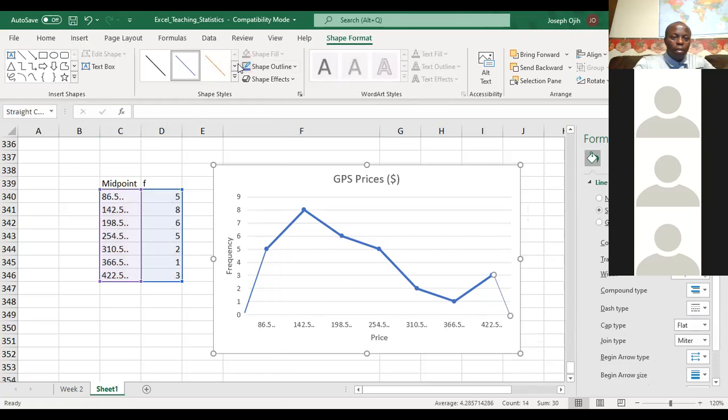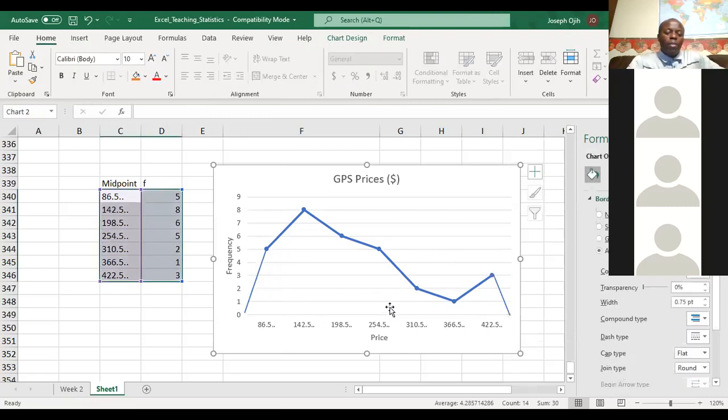Okay. And then, so now let's say I want to know how many GPS cost around $141. So I'm going to go from here. See, this is 142.5. So I'm going to go from here. This line here represents 142.5. You can see right there. So $141 should be around here, and $141 can be all the way to this point. Follow it to this. About 7 of them cost that amount. So this is your frequency polygon.